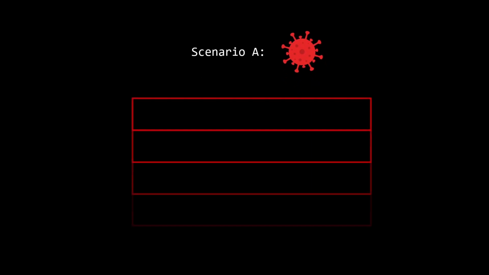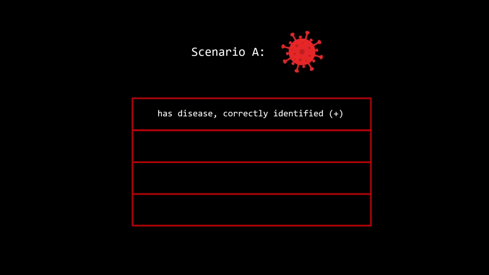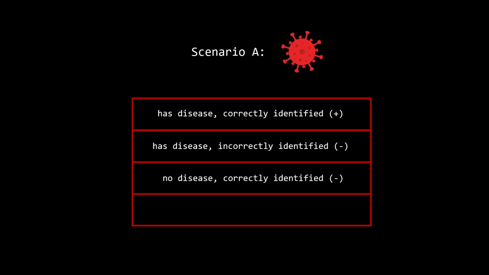So scenario A is disease. We have 4 possible outcomes. We can say either the patient has the disease and he's correctly identified, the patient has a disease and he's incorrectly identified, the patient doesn't have disease and he's correctly identified, and the patient doesn't have disease and is incorrectly identified.